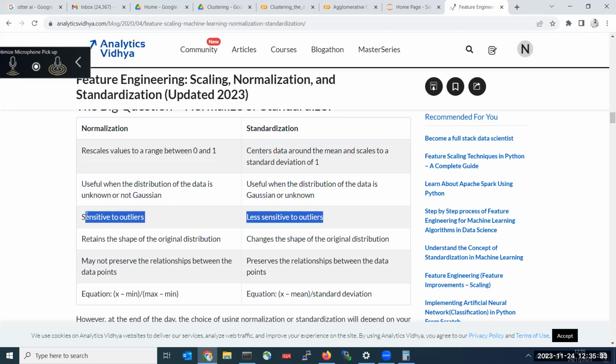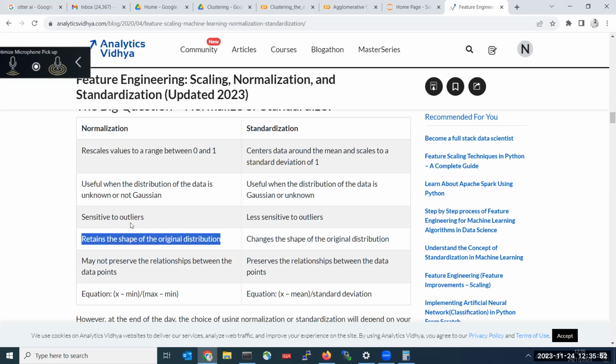Normalization is sensitive to outliers and standardization is less sensitive to outliers. Sensitive to outliers means it can't handle outliers. Less sensitive to outliers means it can handle outliers. Next, normalization retains the shape of the original distribution, while standardization changes the shape of the original distribution. For example, whatever data distribution I have, normalization will maintain the same. But in standardization, the shape of the distribution will change.